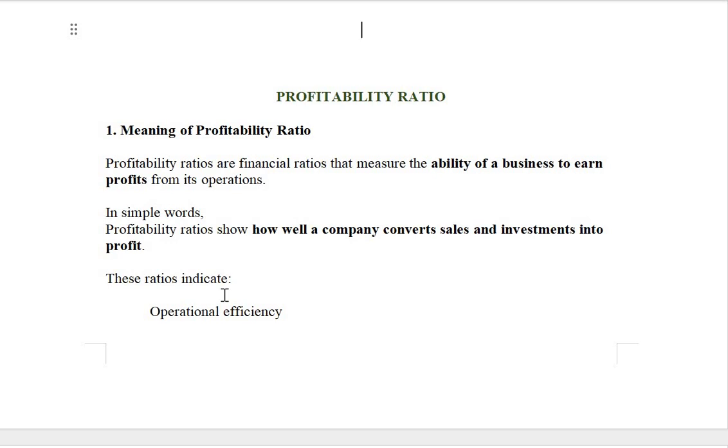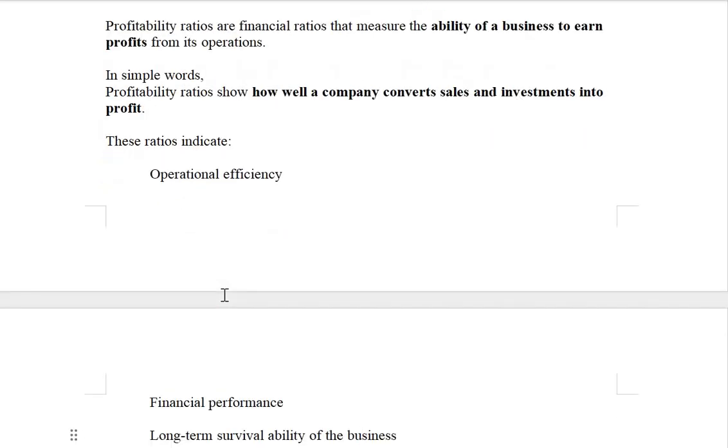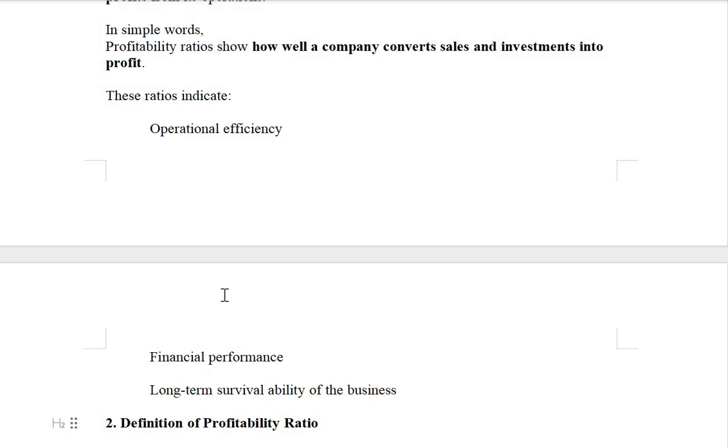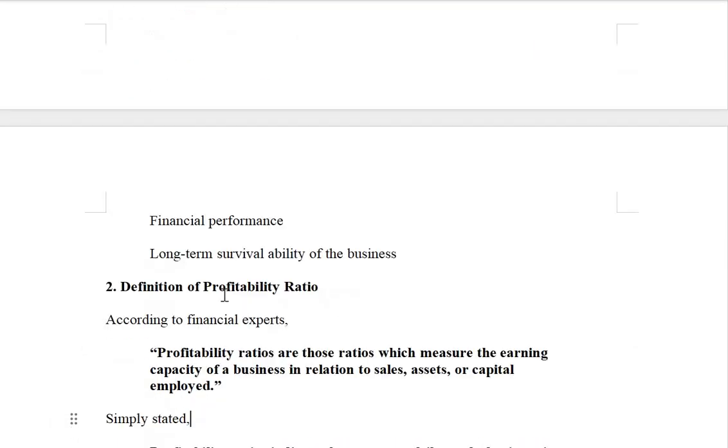So when you calculate the profitability ratios, these ratios indicate the operational efficiency of the business, the financial performance of the business, and the long-term survival ability of the business. These three can be identified by calculating the profitability ratios. The next one, we will move on to the definition of profitability ratio.